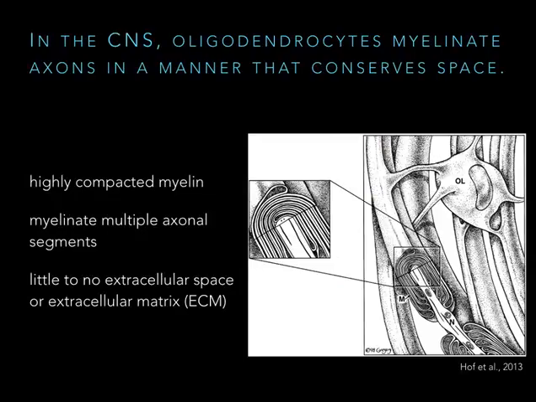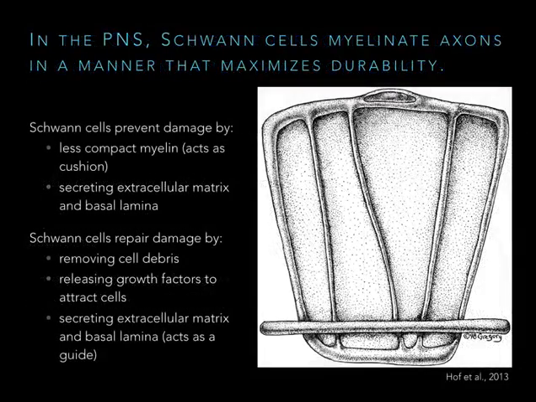So the glial cells that carry out myelination in the central nervous system would be the oligodendrocytes. These create a very compacted form of myelin. There's not a lot of space between the different sheets. They are right on top of one another, and there's very little extracellular matrix and extracellular space as a result. So very, very dense myelin. Each oligodendrocyte will also myelinate multiple axons and multiple segments. So oligodendrocytes are all about creating compact myelin and saving space. Because again, if we're going to have very complicated brains full of neurons, we have to figure out a way of packing more into a smaller space, otherwise we'd have heads the size of our houses.